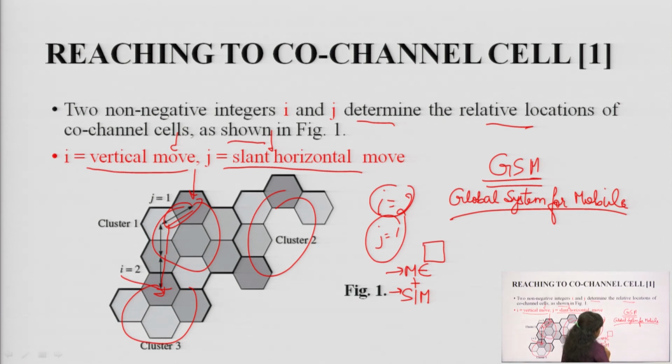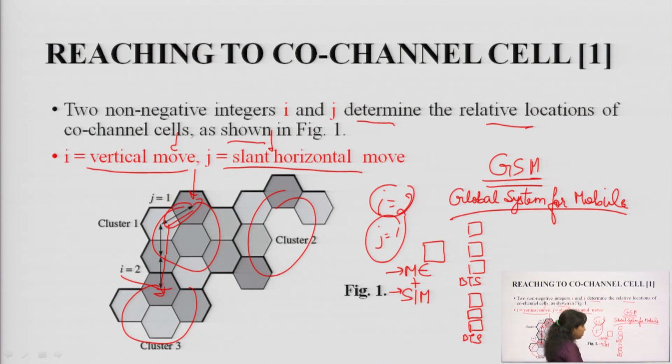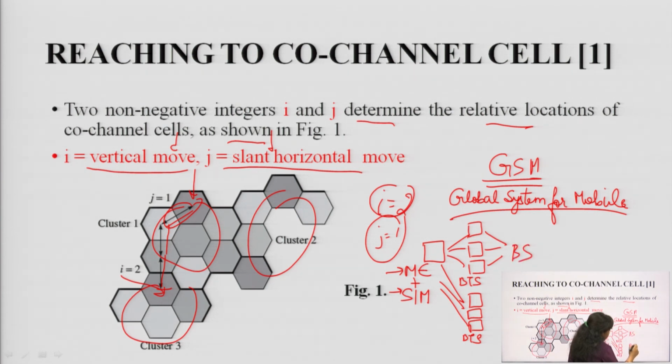So, this has to be connected to more than one BTS unit. These are the BTS units. So, to this point there are different BTS units connected. Then these BTS units are connected to one base station. More than one BTS is connected to one base station, and more than one base station is connected to a single MSC, that is the mobile switching center.